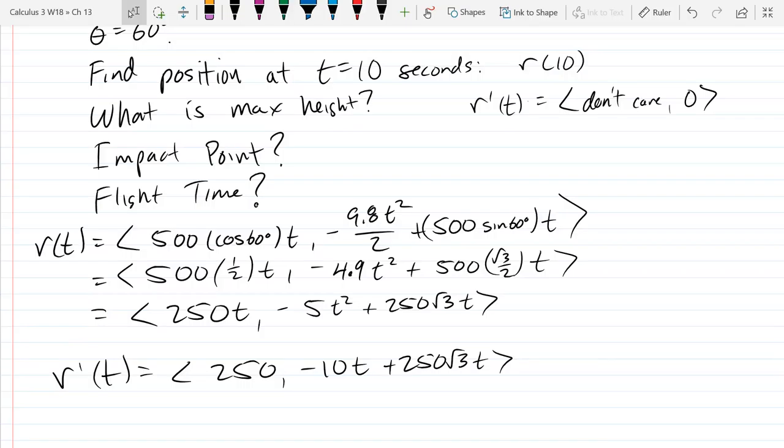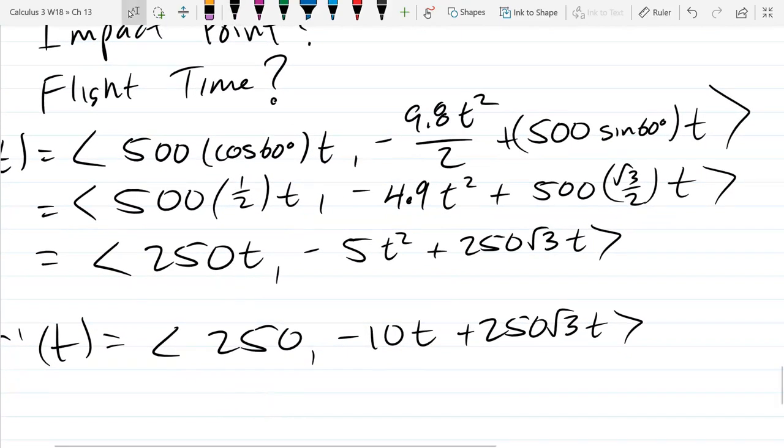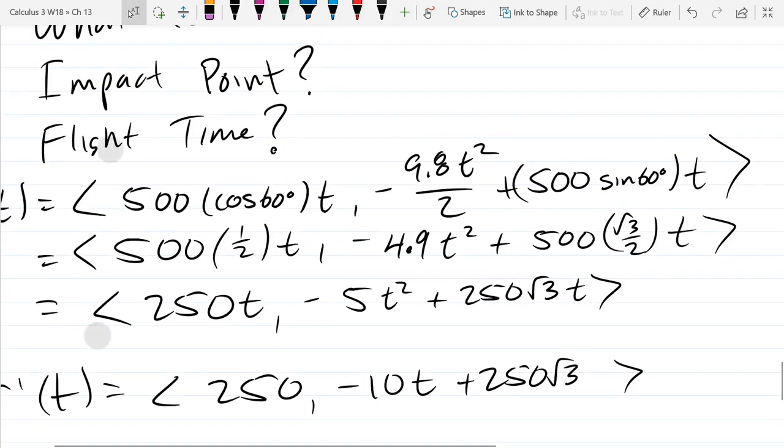Okay, so I want to know when. So this x coordinate, your x velocity is never 0. It's constant. You can see that right here. So at some point, uh oh, an extra t in here. So at some point, our y velocity will equal 0. So we need to figure out when that is 0.